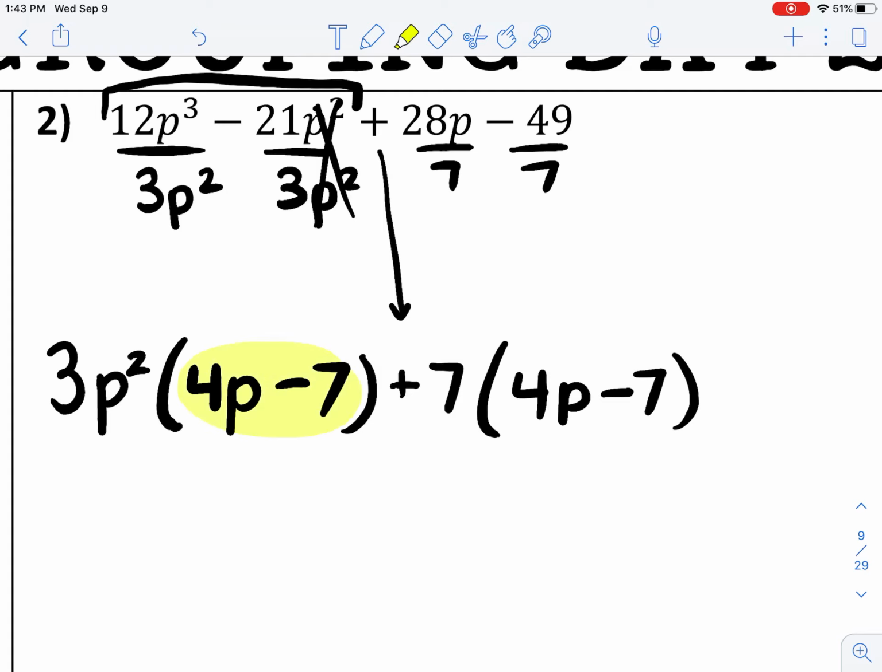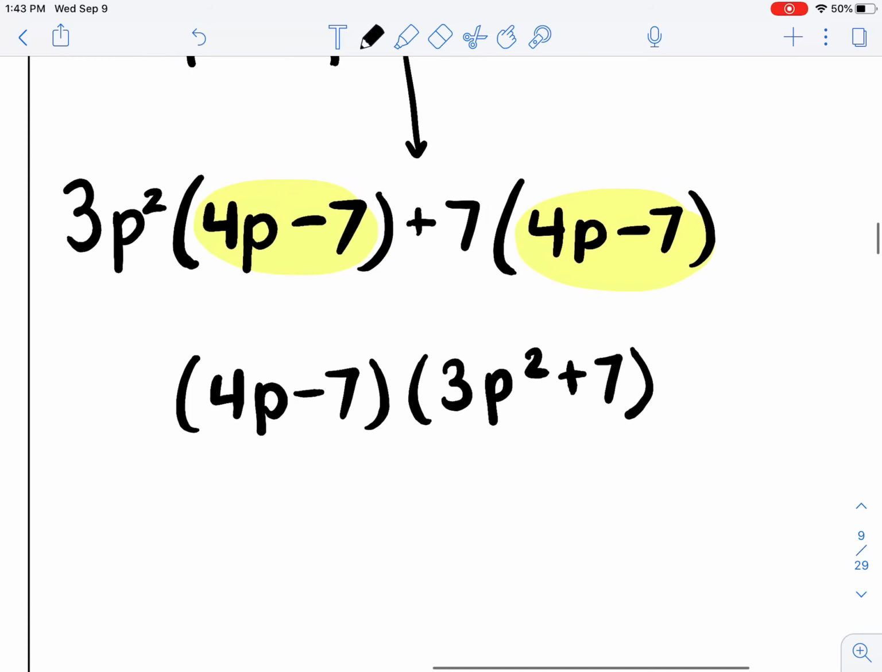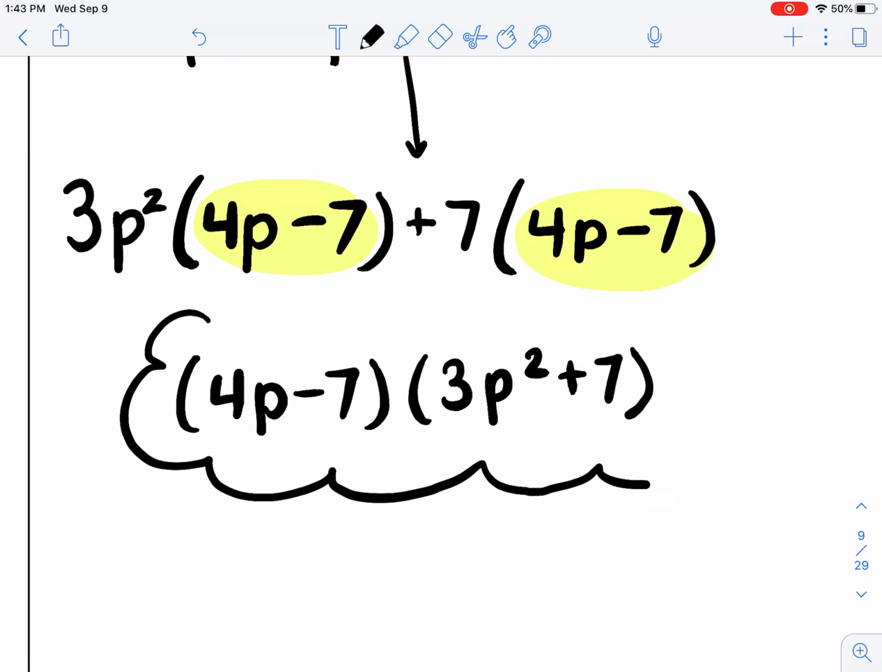And look at that, they match again, so factor that out. Pull out the 4p minus 7, and I'm left with 3p squared plus 7. So that is my answer, 4p minus 7 times 3p squared plus 7.